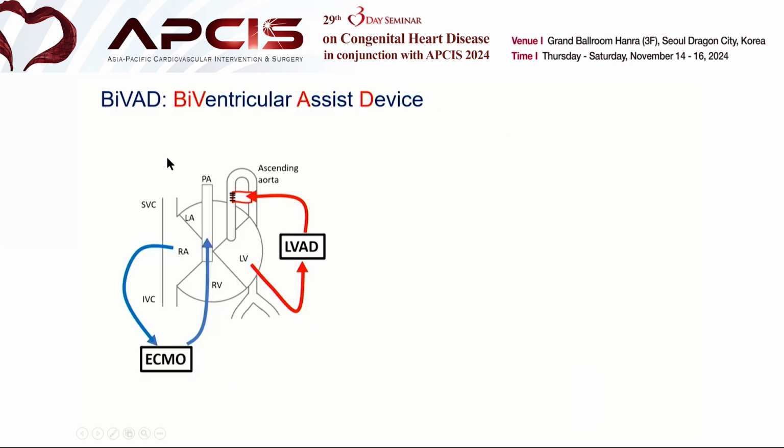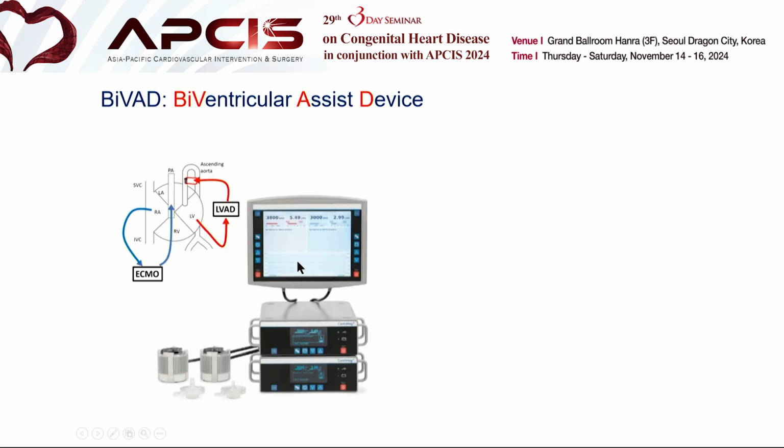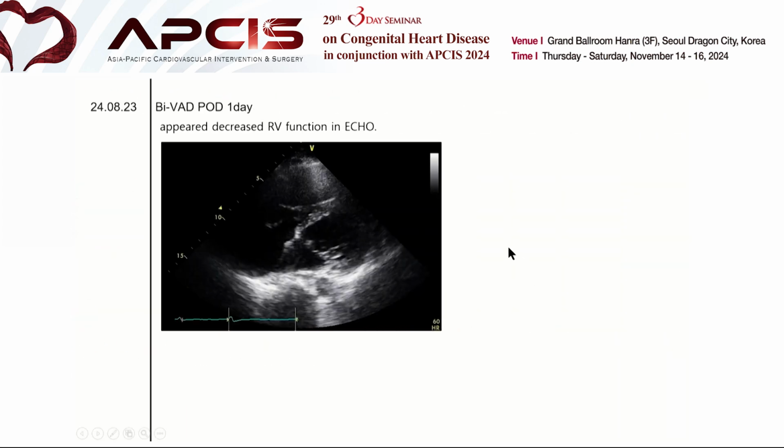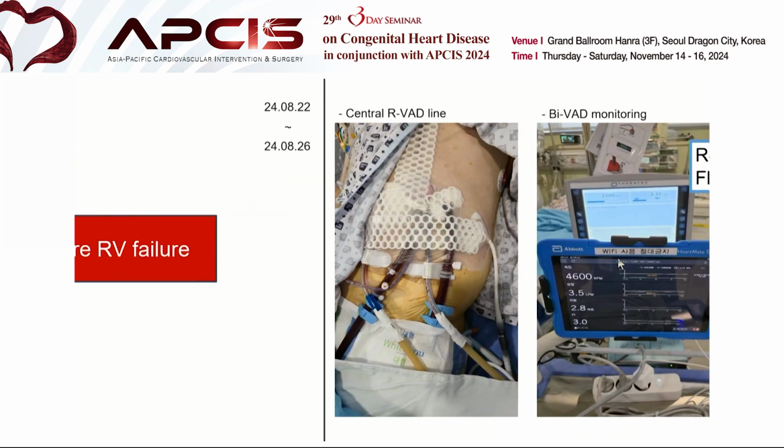So most of the time BiVAD is like this: RA insertion, and then the blood goes to the pulmonary artery, and then the LVAD, and then there are monitors. And this is the BiVAD schematic figure. So we inserted LVAD plus RVAD using CentriMag. One day after the procedure, it appeared that LVAD function decreased more and more, with severe RV dysfunction.